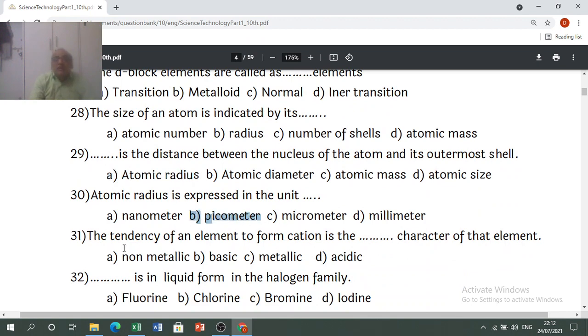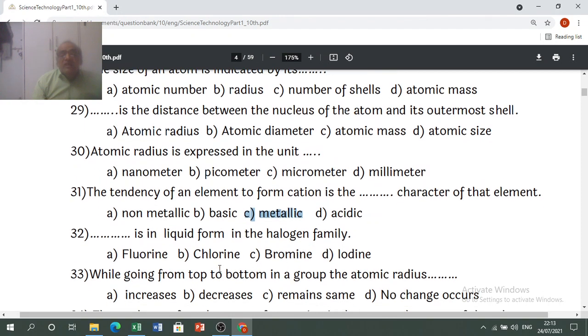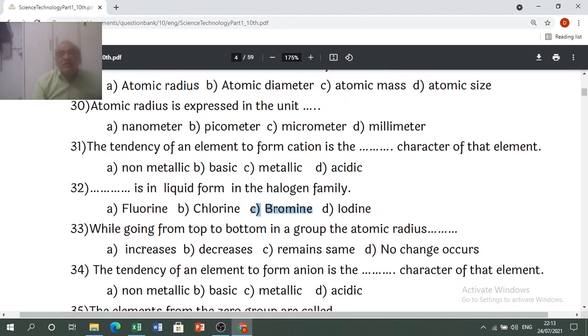Answer is B. The tendency of an element to form a cation, that is a positive ion, is the metallic character. When it becomes a cation, it loses electrons. The property of losing electrons is metallic. The liquid from the halogen family, you know, bromine is the liquid from the halogen family.